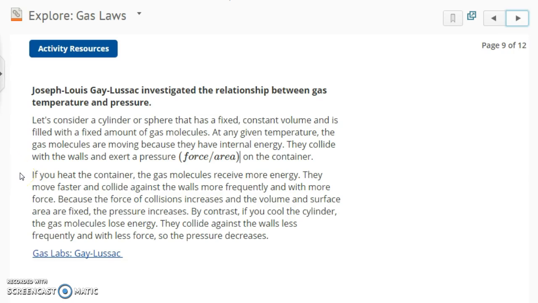If you heat the container, the gas molecules receive more energy. If they have more energy, they're going to move faster. And the faster they're moving, they're going to collide with the walls more frequently and with more force. So the more force, the more pressure. Because the force of collisions increases and the volume and the surface area stay the same, the pressure increases. By contrast, if you cool the container, the gas molecules lose energy. They're going slower. They collide against the walls less frequently and with less force, so less pressure.